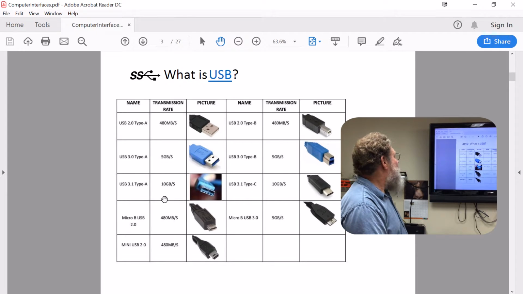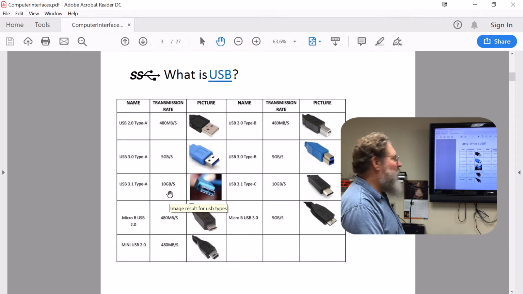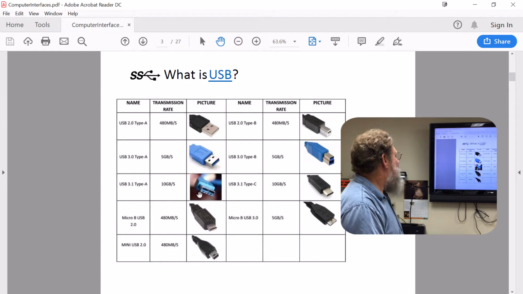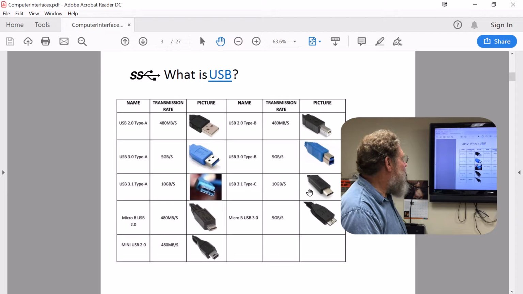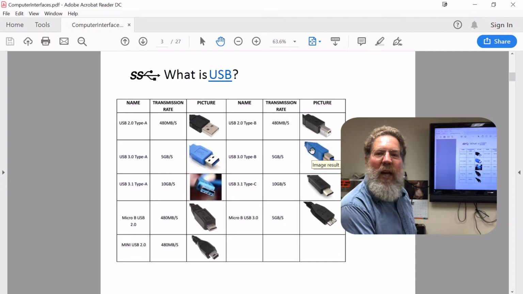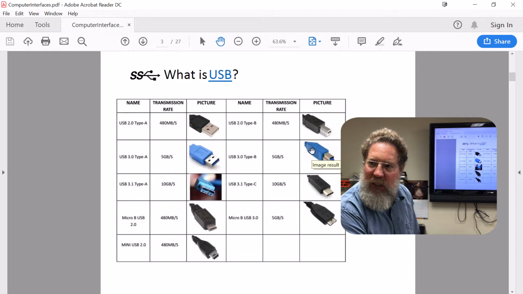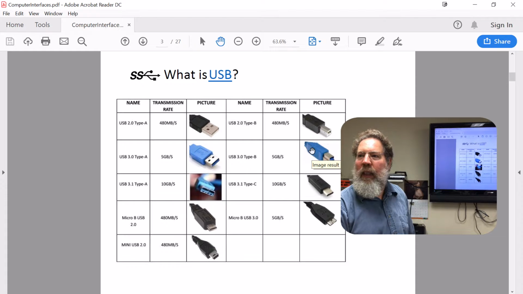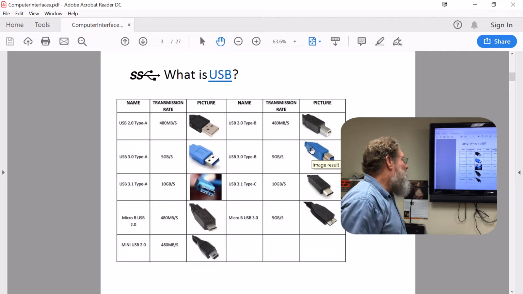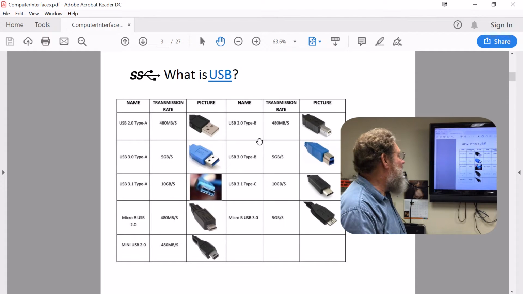USB 3.1 gives you even more speed. It's twice what 3.0 gave us. I thought 3.0 was pretty good, but 3.1 gives us 10 gigabits per second, which is pretty quick. And this is actually the same one you see. It's called USB Type-C. You're seeing these come out on pretty much all the new computers these days. I know your Chromebook has a USB-C on it, and doesn't your Surface have a C on it? So all the new computers are able to talk at this faster speed.